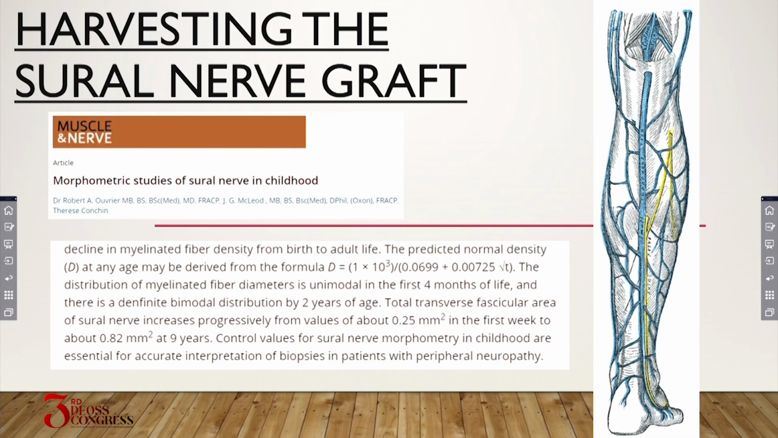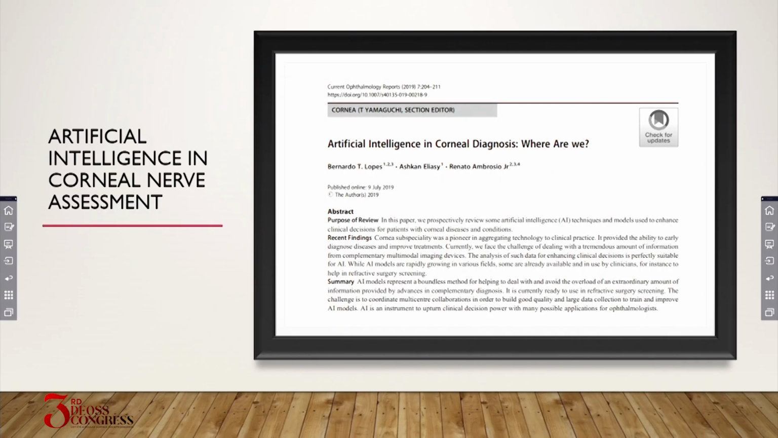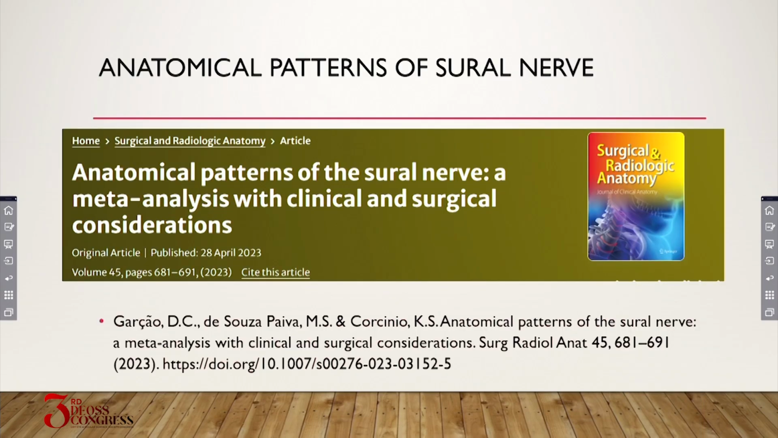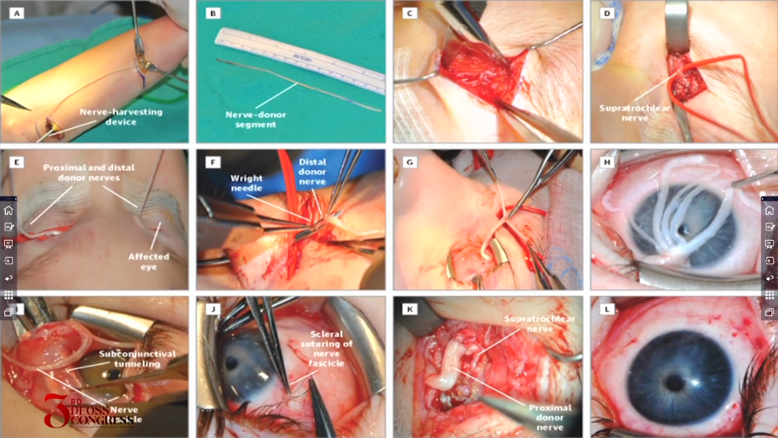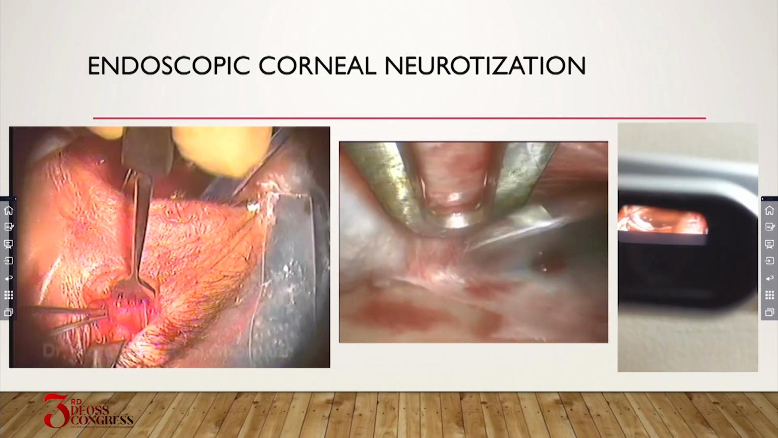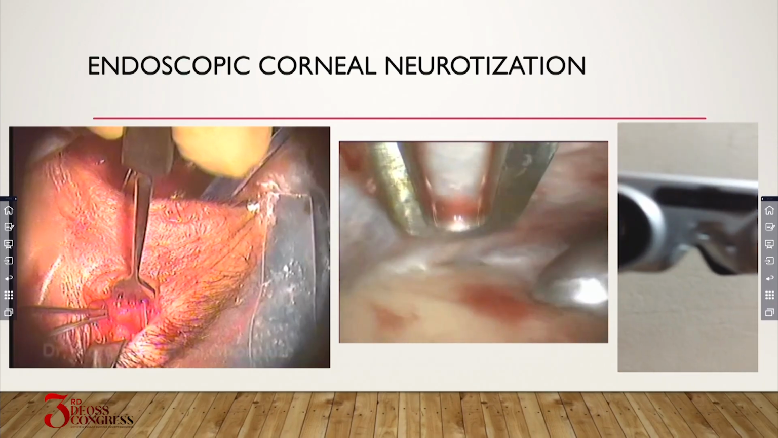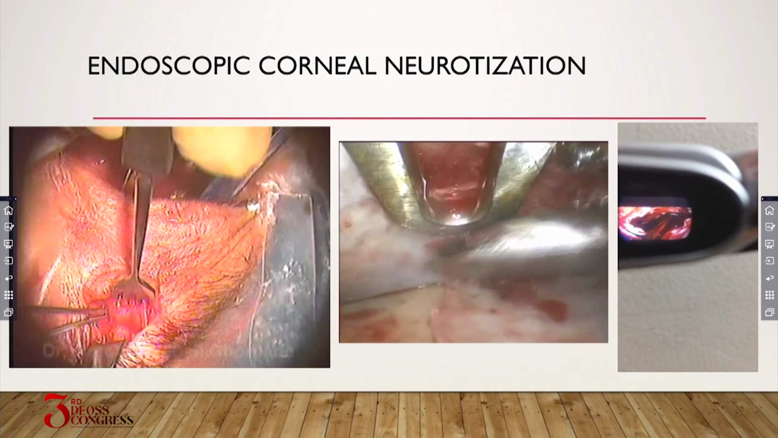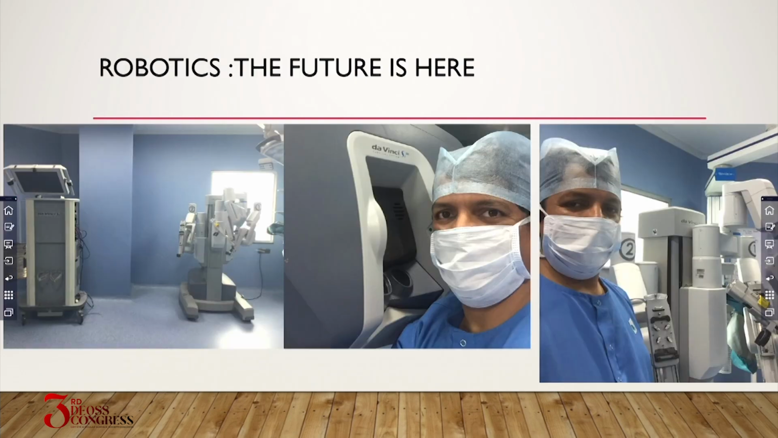Then we started doing the sural nerve, and we started using artificial intelligence to look at the sural nerve and its nerve fiber layers, to see whether this is Sunil Moreker and not Tom Cruise, or not some bald actor, though he's looking bald. So you compare that and find out what is happening. And then we do the ipsilateral approach. There are various things that we do. Then we do endoscopic corneal neurotization, where you go from the forehead, go inside and attach the nerve.